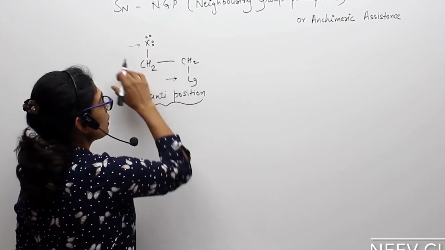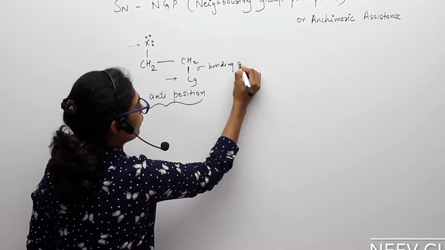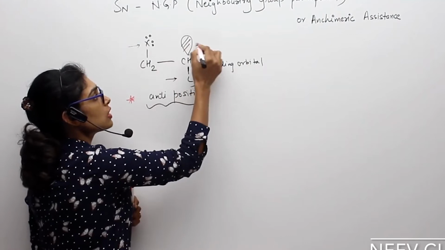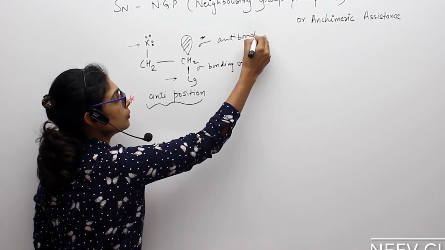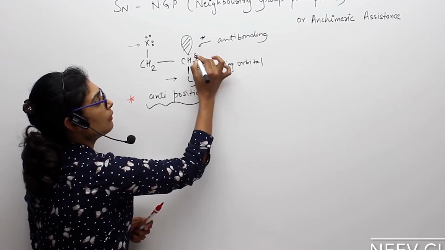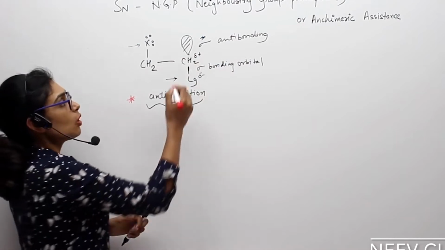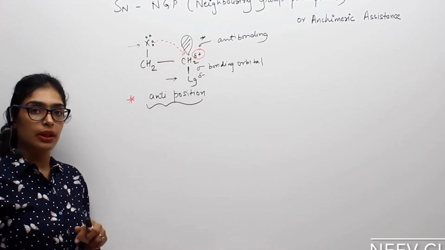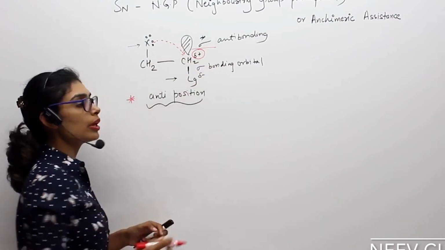Whenever we are talking about this setup, there is a sigma bonding orbital over here, and in the opposite plane we will have a sigma anti-bonding orbital. Now what will happen? Because of the presence of the leaving group, this carbon will get a partial positive charge and this leaving group will get a partial negative charge. Because of this partial positive charge, this X will get attracted toward this carbon and will try to form a bond, but will form a bond using this sigma anti-bonding orbital.